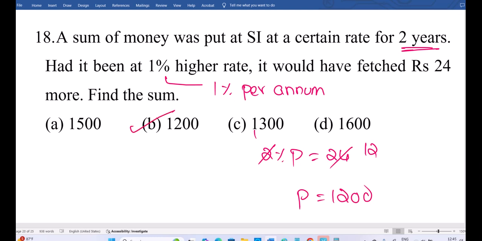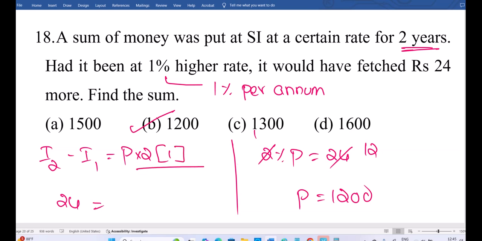You can check. Or else, I1 minus I2, or if people want, I2 minus I1. I2 is PTR by 100. P is common. Timing is 2. If the initial rate of interest is x, then the new one is x plus 1. Taking the difference, 1 will come, multiplied by t. I want to avoid formulas always, but if somebody wants to use only formulas, it's your wish. P is common, time of 2 years is also common, and the rate of interest difference is 1.